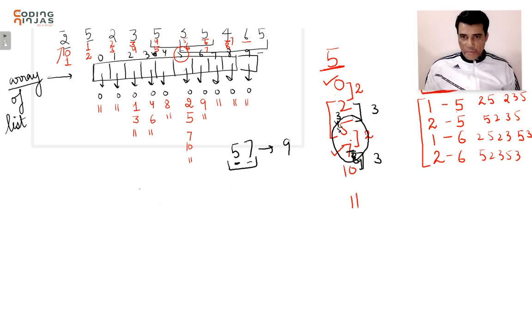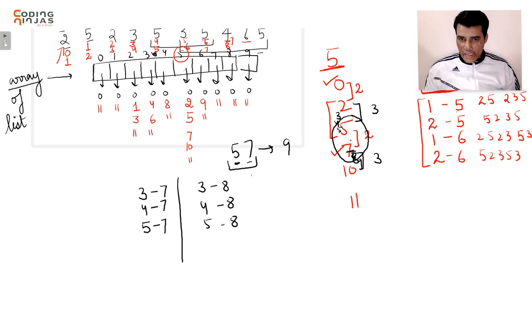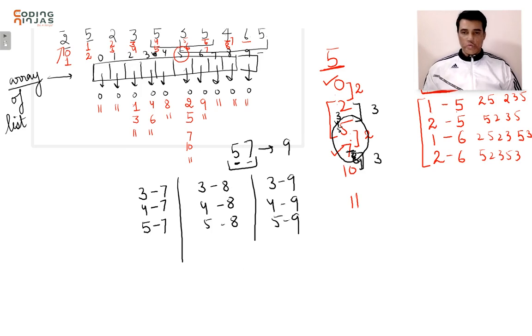So the first substring would start from 3 and end at 7. The second would start from 4 and end at 7. The third would start from 5 and end at 7. Similarly, the next set would start from 3 and end at 8, 4 and end at 8, and 5 and end at 8. Similarly, the last set of 3 substrings would start from 3 and end at 9, 4 and end at 9, and 5 and end at 9. That's how this would be done. So there are 9 substrings corresponding to this pair.